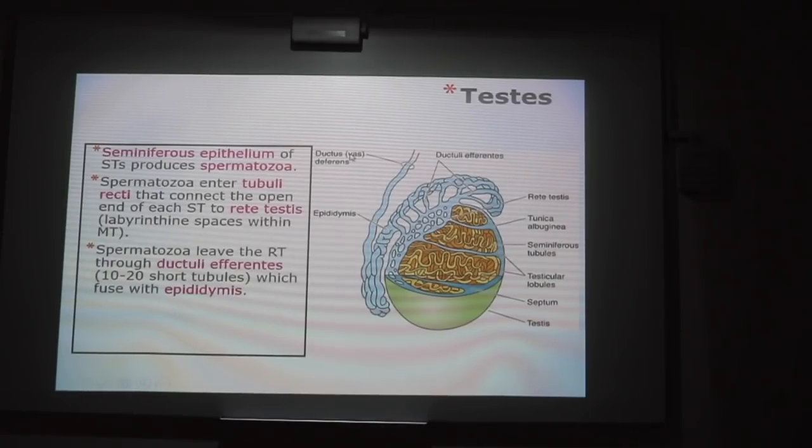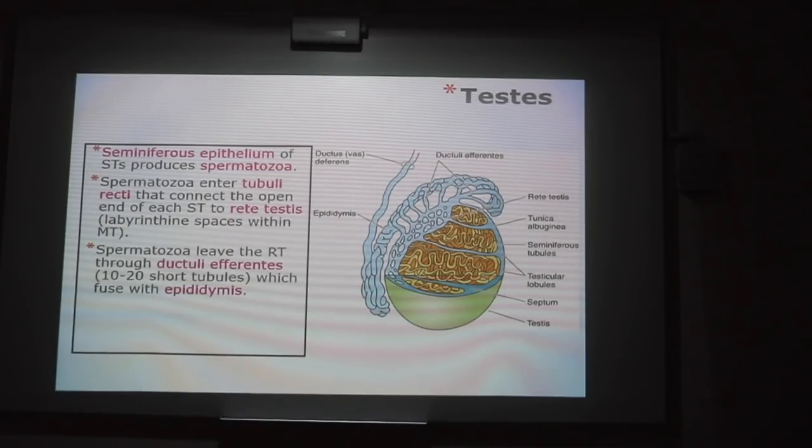Seminiferous tubules are important because they are the ones which are going to give rise to the spermatozoa. So in the development, there are 2 types of cells in the seminiferous tubule. One is the spermatogenic series, and the other are the Sertoli cells, or the supporting cells of the seminiferous tubule.